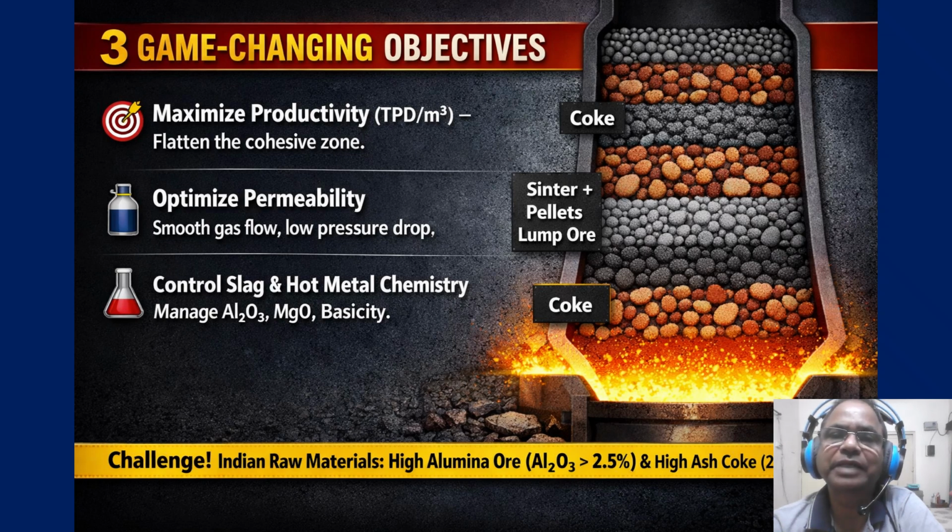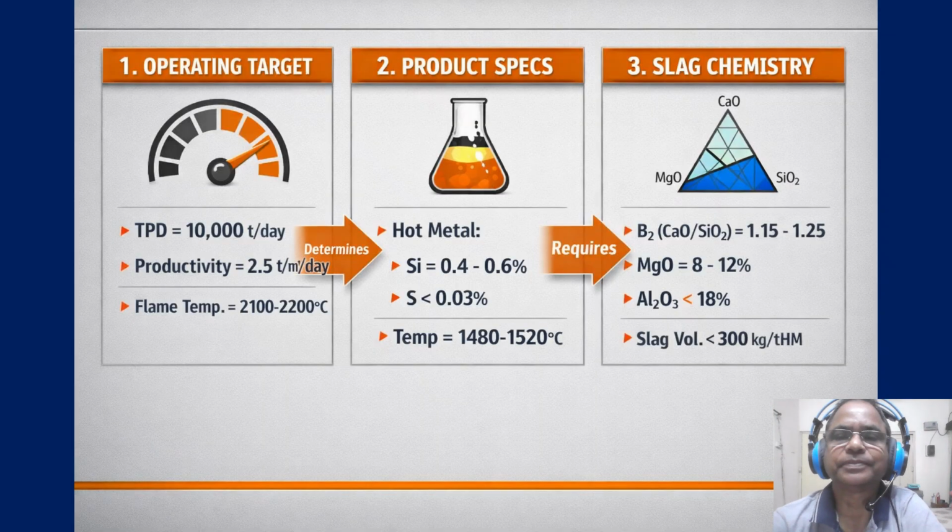So let's get practical. How do we actually do the maths? So here is a 5-step recipe. First, you lock in your TPD and productivity targets. Second, you decide the final hot metal and slag chemistry. And third, you perform a mass balance, calculating exactly how much iron, silica and lime is entering. This tells you how much flux to add.